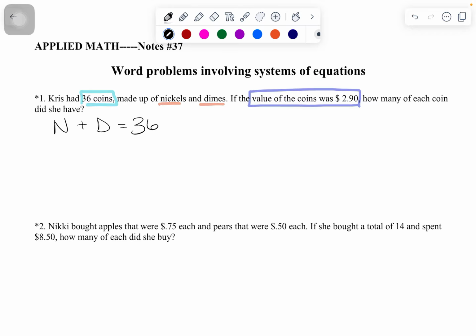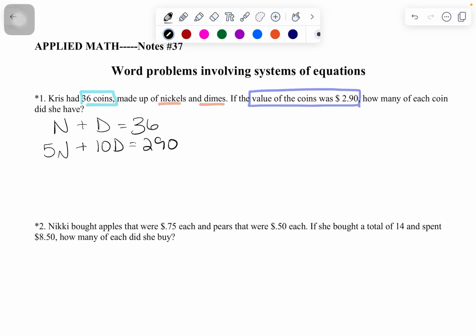There's a couple ways to do this. I will be honest, I take these problems for money and I tend to write them in terms of pennies. When we talk about the value of a nickel, it's worth 5 cents. If I do 5N, that's making each nickel worth 5 pennies, which works. And then for dimes, that would be 10 pennies per dime. And for this value of $2.90, I'm not going to put 2.90. I need to turn it into pennies. So that would be 290 pennies.